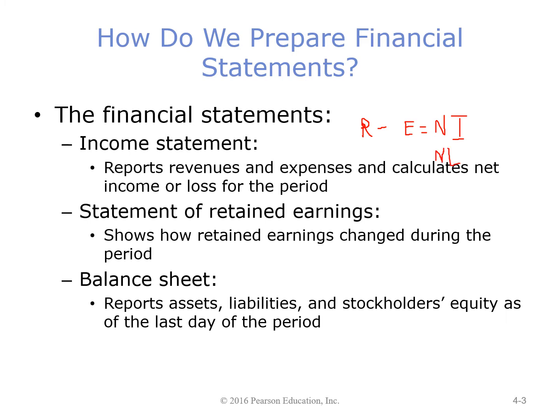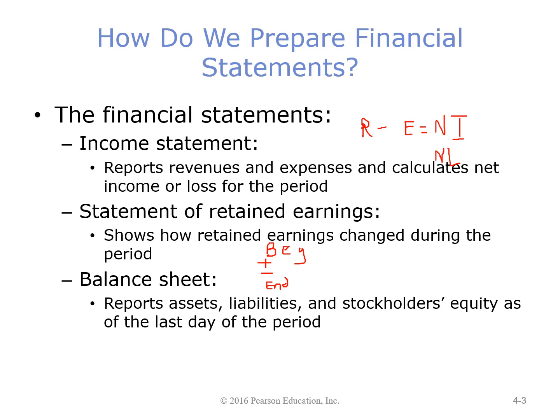The statement of retained earnings shows how retained earnings changed during the period, because we start with the beginning balance, see what the main changes were during the year, by increase or by decrease, to reach the ending balance of retained earnings. And we said that retained earnings is the account that includes all the profits, or losses of course, that have been accumulated since the company started its operations.